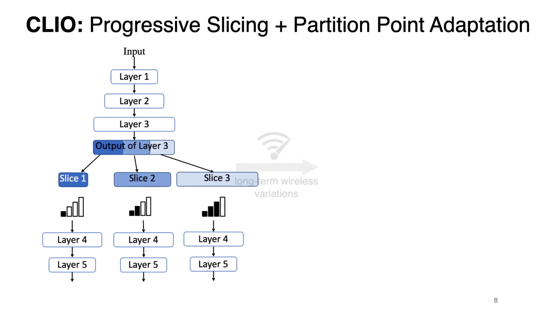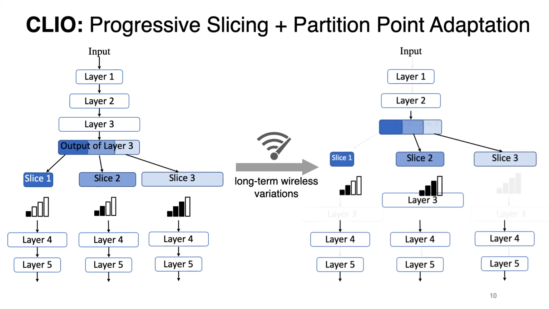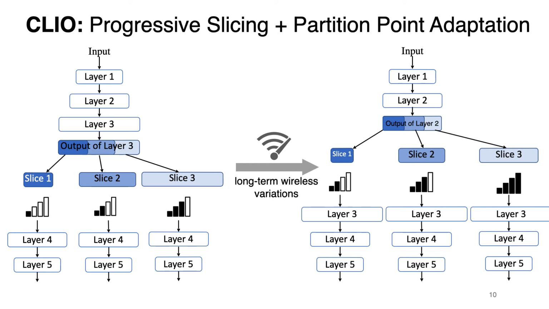We extend the benefits of progressive slicing with adaptive partitioning. For different network conditions, the best partition points of the model may be different, and adaptive partitioning allows us to adapt the partition points, so we adapt to long-term wireless variations. During training time, we learn the bandwidth operating regime for each partition point, and during runtime, we use the recent average bandwidth to determine the best partition point and slice to choose.